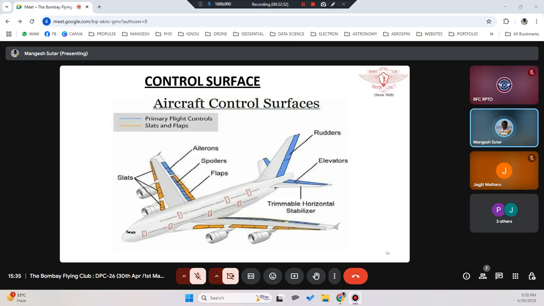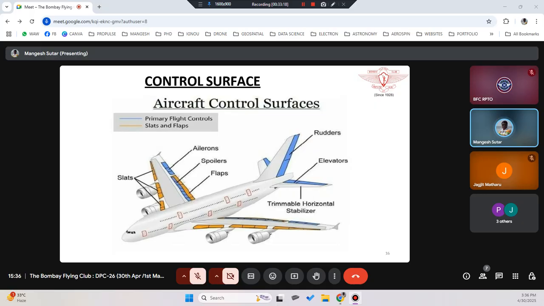Okay, so there will be a question. Where are the ailerons? Ailerons are on the wings. Whereas on the tail section, you have two things. One is the horizontal stabilizer, and there is a vertical stabilizer. On the horizontal stabilizer, you will have elevators. So the elevator will control your pitch. The elevator will control the pitch.